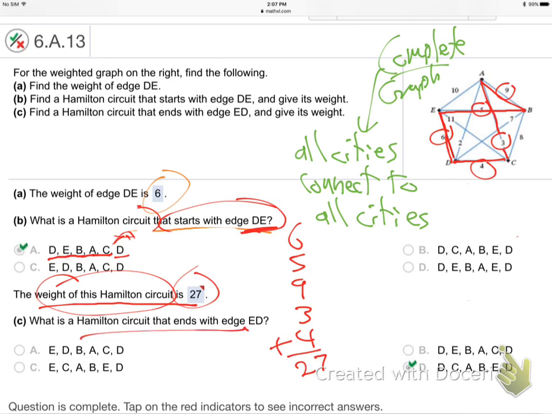What's a Hamilton circuit that ends with ED? And you answer all the questions. Same kind of thing, so I'm not going to go through that. It's the same thing. Are we good with that? No questions? I'll keep moving.